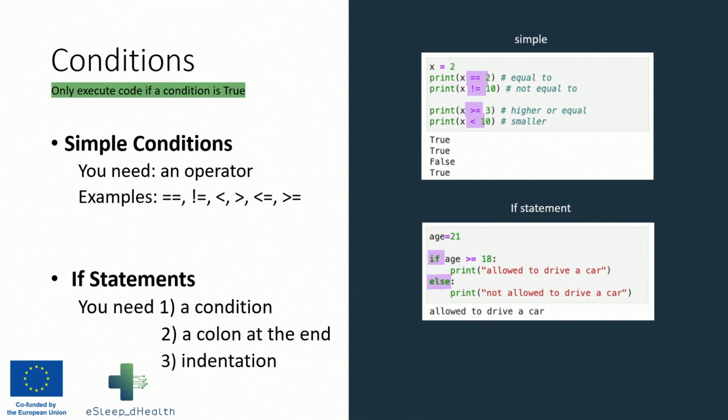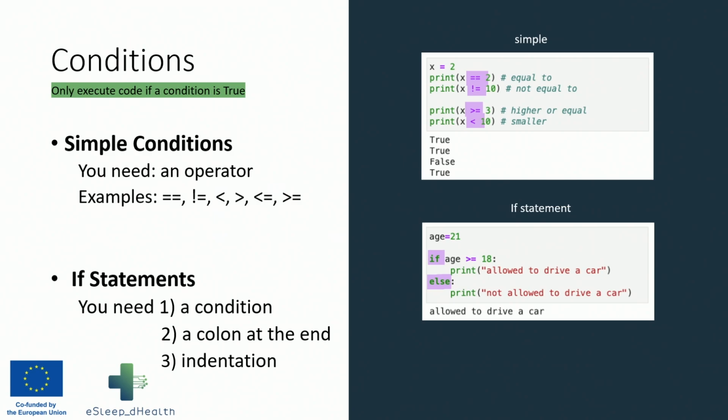Let's look at a negative example. In the line below, we say print if x is greater or equal to 3. This is not the truth because 2 is lower than 3, and that's why we will print a false.